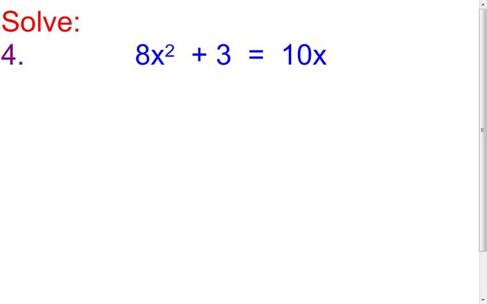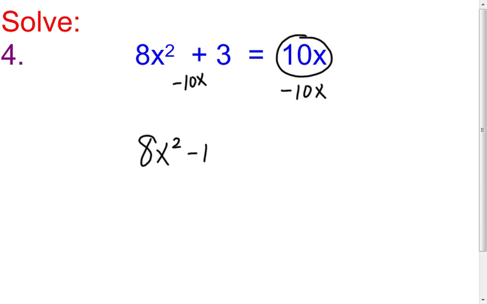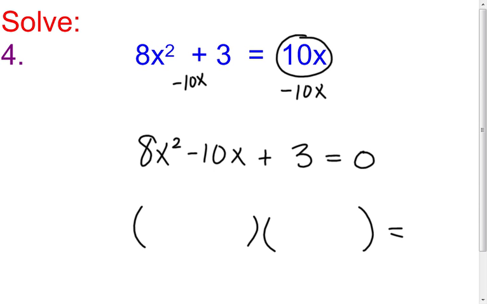Alright, this also has an equal sign in it, and I want to take this 10x and move it to the other side, and again you want your exponents in descending order, so I'm actually going to put that 10x in the middle. So then I have 8x squared minus 10x plus 3 equals 0. Now of course I will factor this. It is a trinomial, so I will factor it with 2 parentheses.